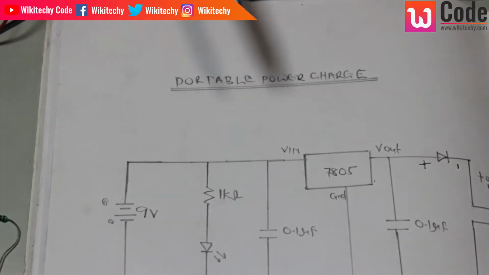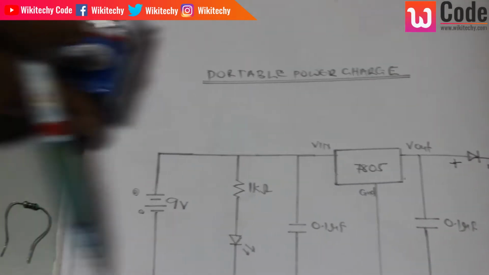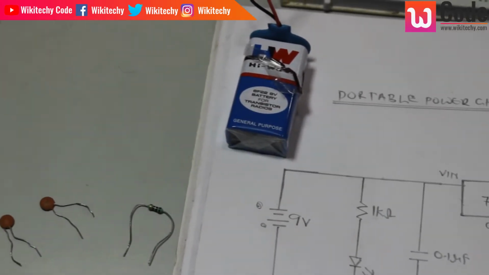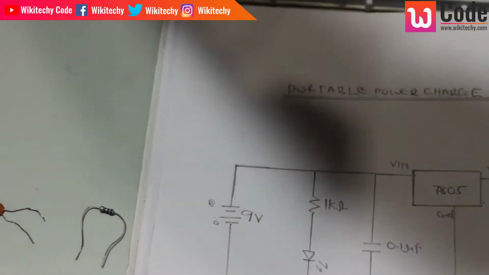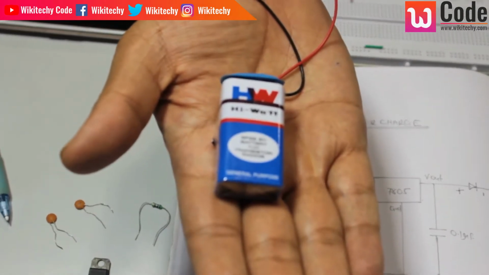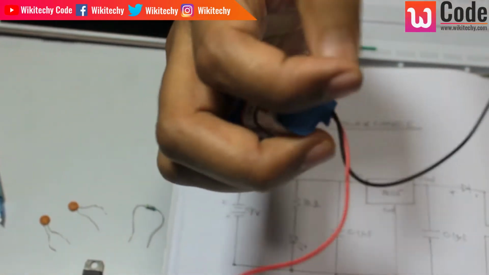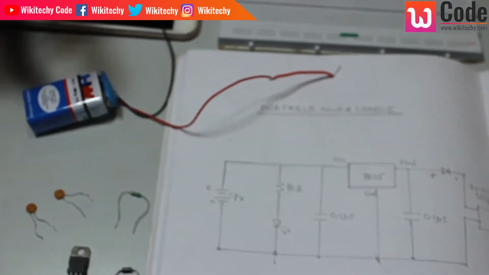Okay, what we have done is we got a battery. Using a battery, I'm trying to make a portable power charger for less than $2 or $3. Okay, this is your battery. A 9-volt battery, and you got a battery cap here.